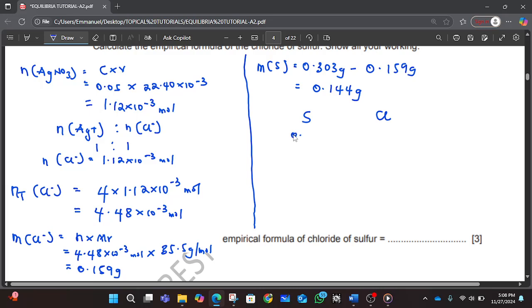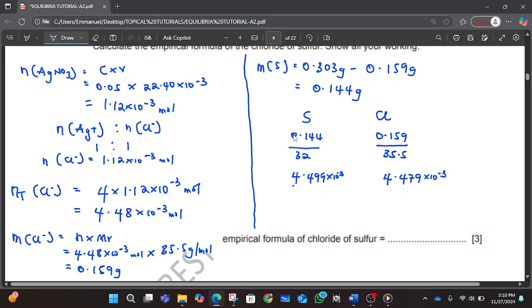The mass of sulfur is 0.144, whilst the mass of chlorine is 0.159. And we divide this by the atomic mass of sulfur, and divide this by the atomic mass of chlorine, which is 35.5. And so for sulfur, that will give us 4.499 times 10 power minus 3. And that of chlorine gives us 4.479 times 10 power minus 3.